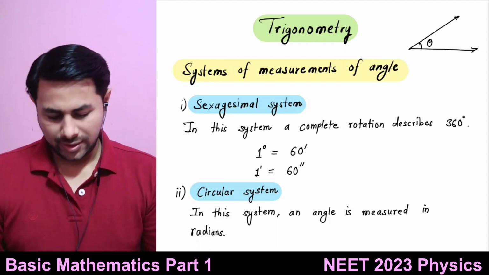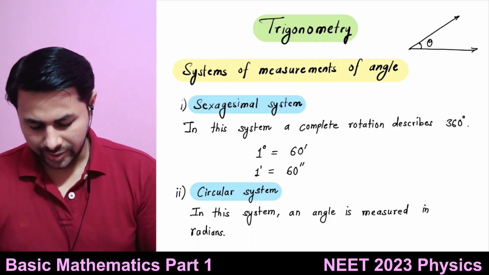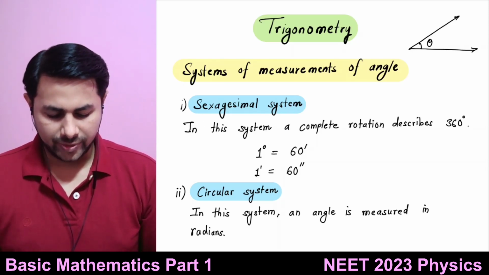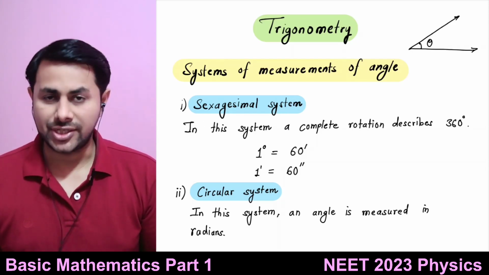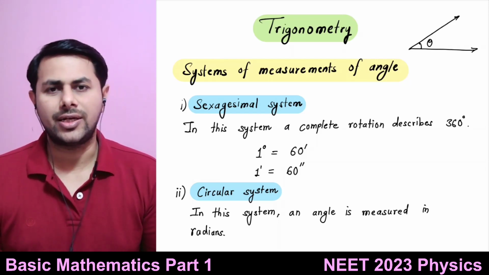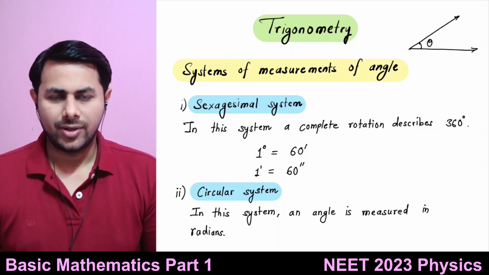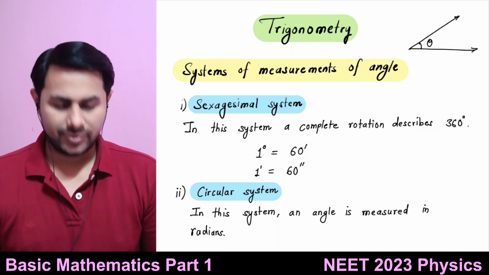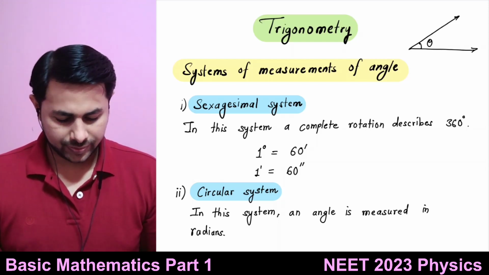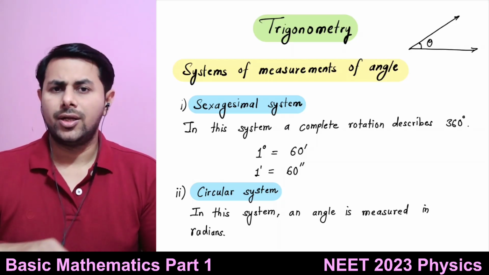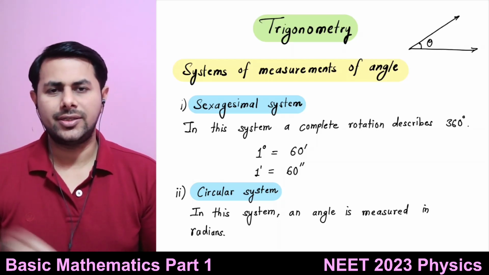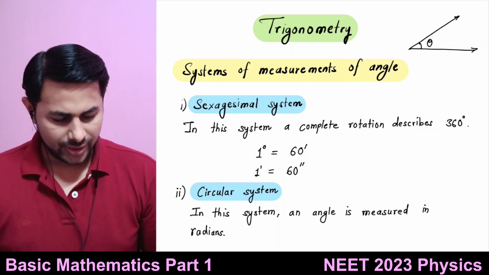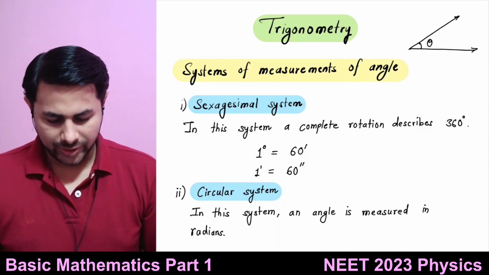There are actually two ways of measuring an angle. The first one is called the sexagesimal system, and the second one is known as the circular system. So what is the sexagesimal system? In this system, we describe an angle considering a circle. In the circular system also, we consider a circle only.